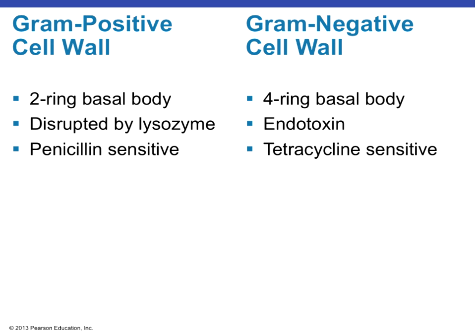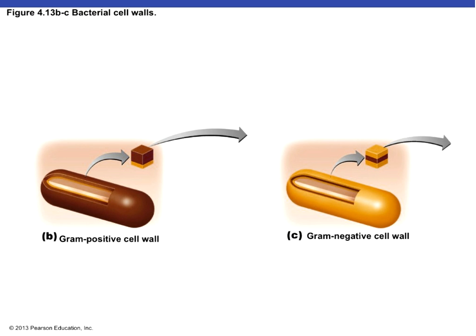And then we also have for gram-positives, they can be disrupted by lysozyme, which is an enzyme that you find in your tears and your sweat and your saliva. Gram-negatives have that endotoxin, that lipid A made that endotoxin. Gram-positives, because of their configuration, are more sensitive to penicillin, whereas gram-negatives aren't nearly as sensitive to penicillin. In fact, they're much more sensitive to tetracycline, which is a more powerful antibiotic.